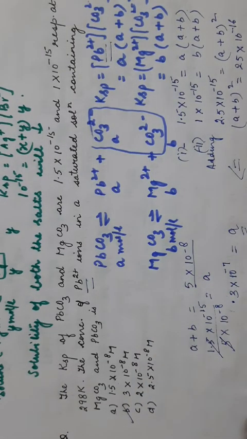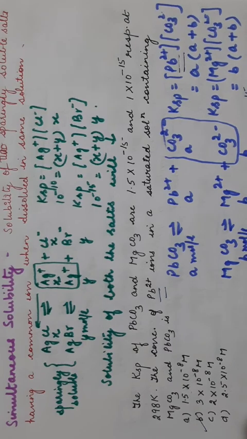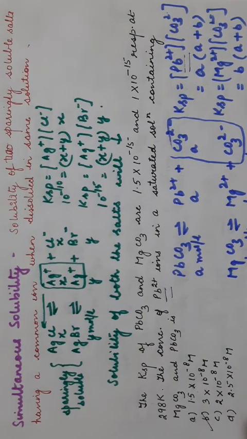In this way you can solve the questions based on simultaneous solubility. Simultaneous solubility is the solubility of two sparingly soluble salts in the same solution having a common ion. Due to the common ion, the concentration of the common ion will increase and the equilibrium will shift in the backward direction to maintain a constant value of Ksp.